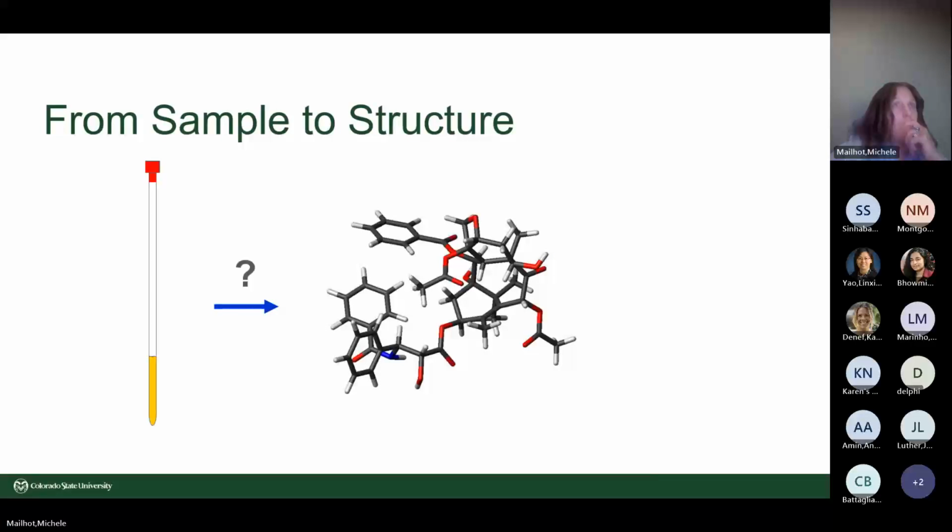So why is NMR important? Most people use it for structure determination. I'm going to go through a sample: how do you take your NMR tube, what experiments do you use, what do they mean, and how do you get to a structure?